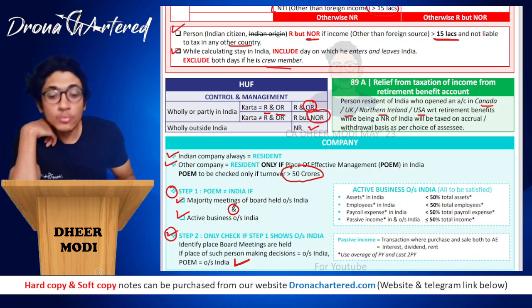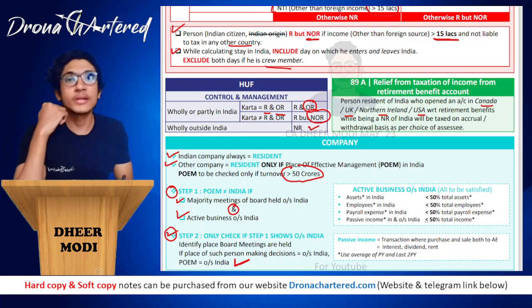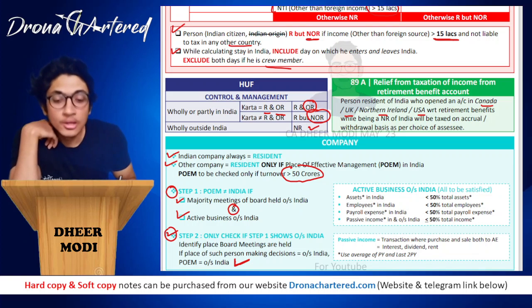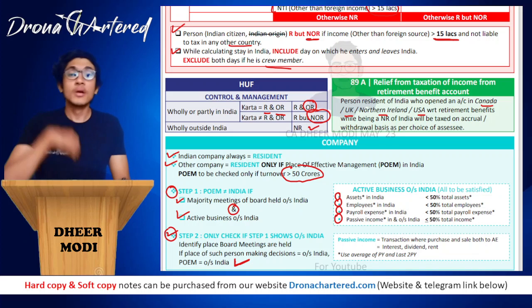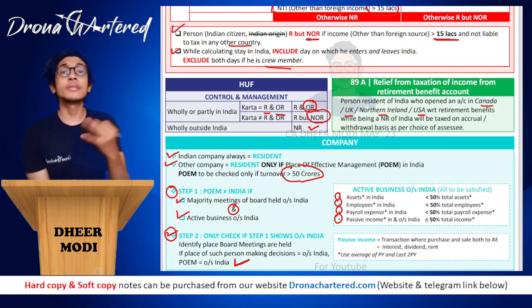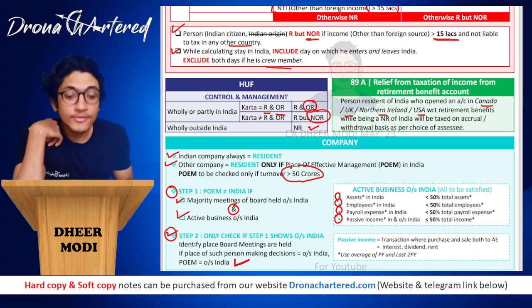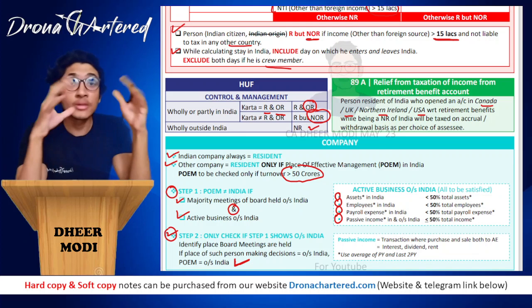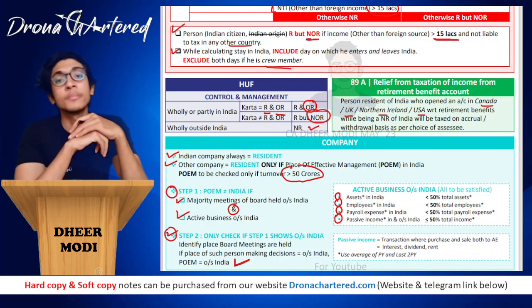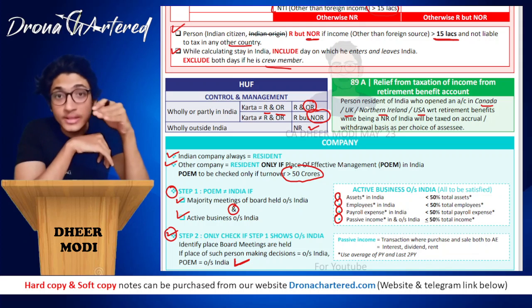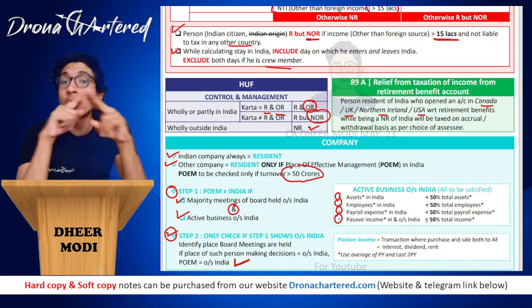Okay, now let's see what active business outside India means. What do you mean by active business? So basically, they have specified four limits. First is assets in India. Assets in India shall be less than 50% of total assets. That means if your total asset size is, say, for example, 100 crores, your assets in India should be less than 50 crores, not even equal to.